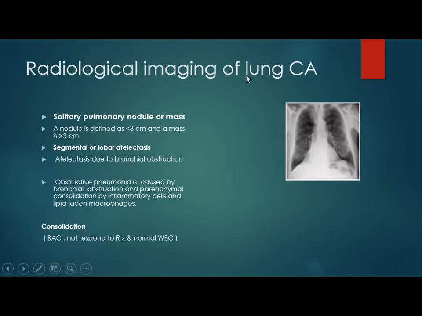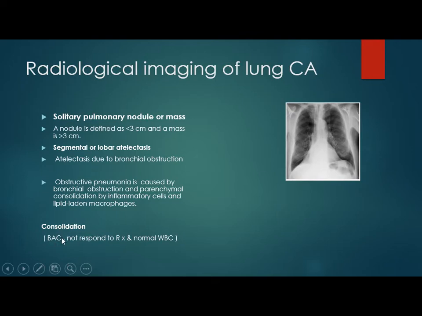We have radiological imaging of lung cancers. It appears either as a solitary pulmonary nodule or mass. We know that a nodule is less than 3 centimeters and a mass is more than 3 centimeters. Or it appears as a segmental or lobar atelectasis. This atelectasis is either due to bronchial obstruction or obstructive pneumonia, which is due to the bronchial obstruction and parenchymal consolidation caused by inflammatory cells and lipid-laden macrophages. Or it appears as consolidation, like bronchoalveolar carcinoma.